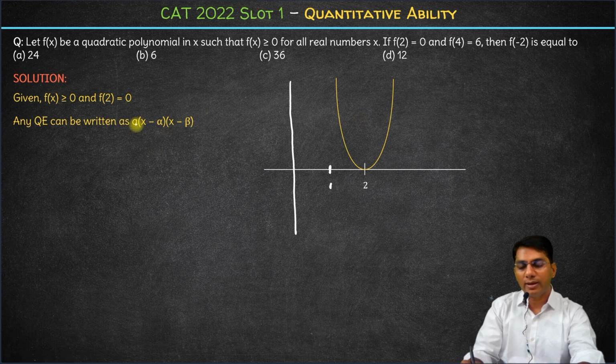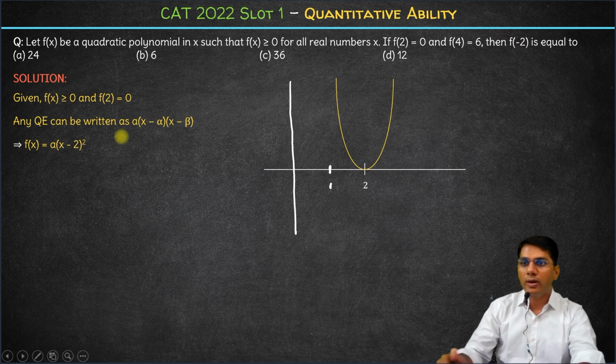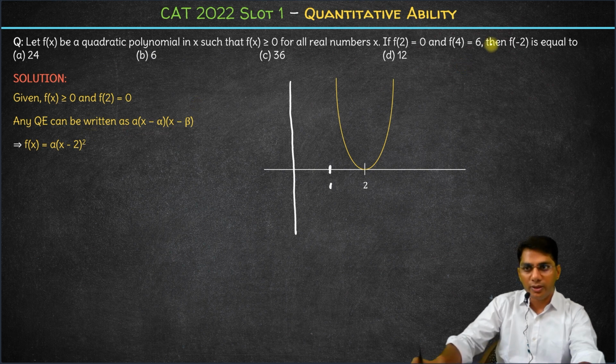So the quadratic expression becomes a into (x minus 2) into (x minus 2), whole square. So this is the quadratic function that we have. f(x) is a times (x minus 2) whole square. Okay? Fine. Now it's given that f(4) is 6. So using this we can calculate the value of a.